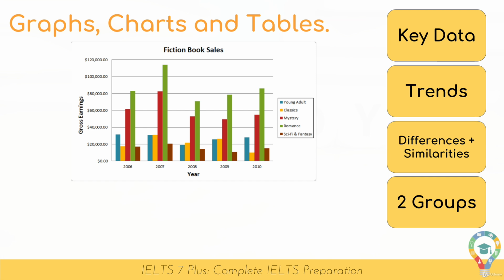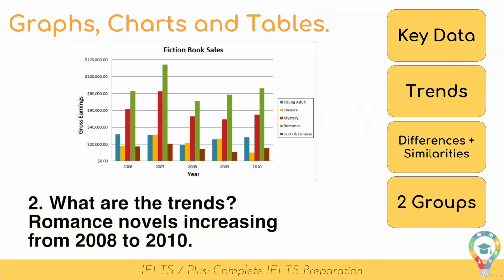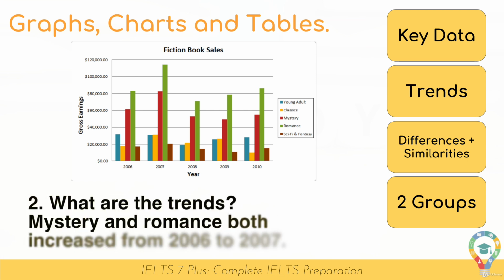What trends can you see in this graph? Are there any increases or decreases which seem like a key feature? Romance novels, which is the green bar, increases steadily from 2008 to 2010. From 2007 to 2009, sci-fi and fantasy novels decrease over this period. Another trend could be from 2006 to 2007, mystery and romance novels both increased quite dramatically.